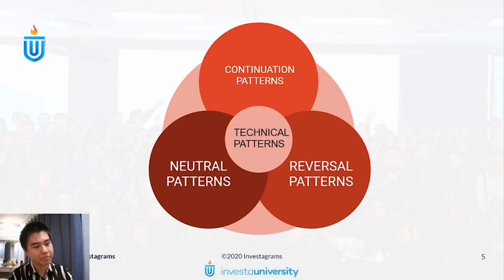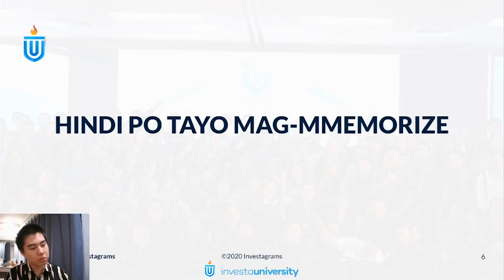Right? So, let's go. In technical patterns, and kudos to my teammate Barrio, I learned this from him when I was in the Phoenix program about 2 years ago, there's really 3 types of patterns we're looking at. We're looking at continuation patterns, reversal patterns, and neutral patterns. The first thing I'm going to talk about is reversal patterns. But just a word of caution, just like in the candlestick patterns, we're not going to memorize.